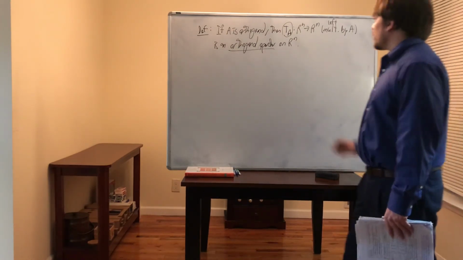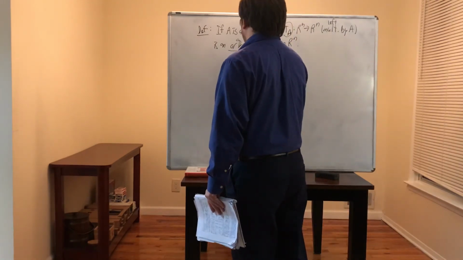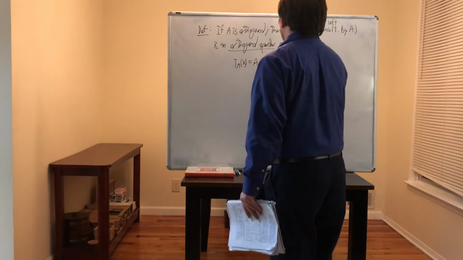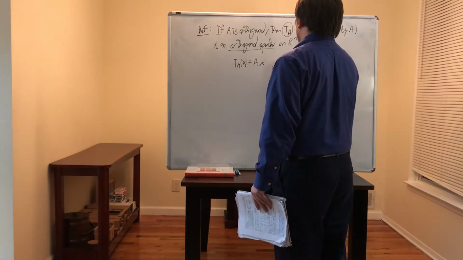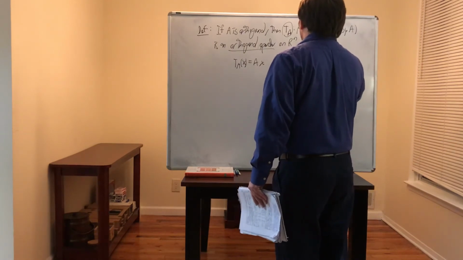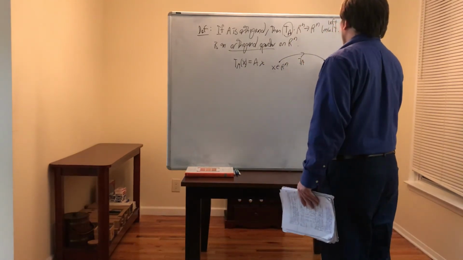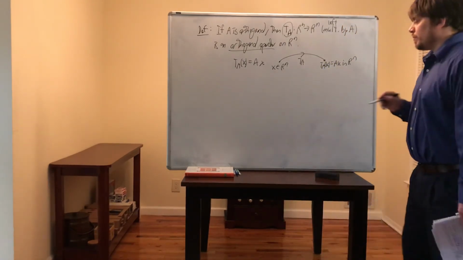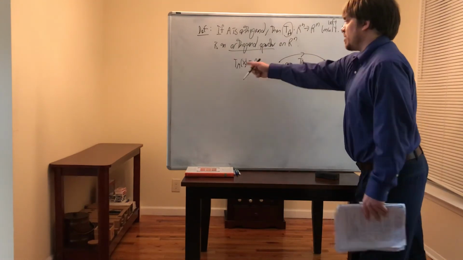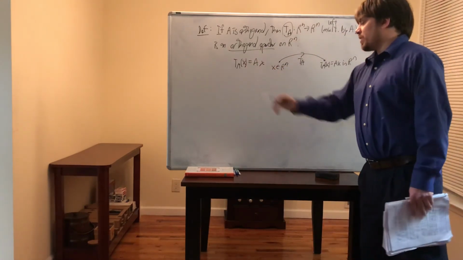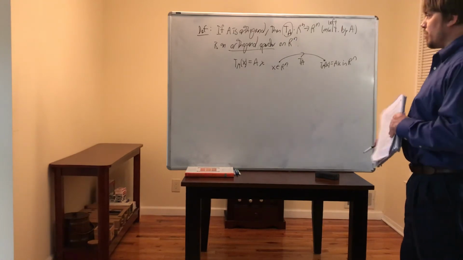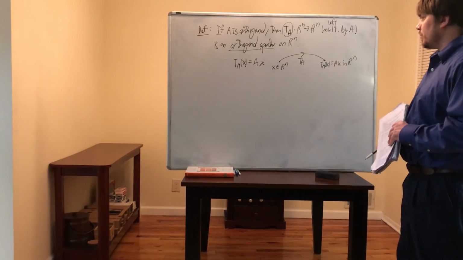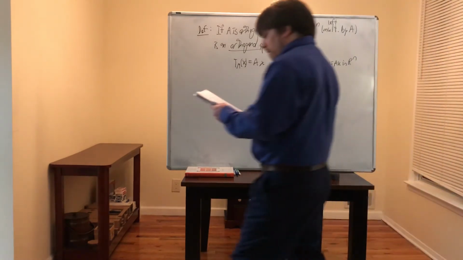T sub A is the function left multiplication by A. So what that means is that T sub A of X is equal to AX. If you take a vector X in Rn, T sub A will map that X in Rn to T sub A of X, which equals AX in Rn. That's an orthogonal operator on Rn. That's the definition.